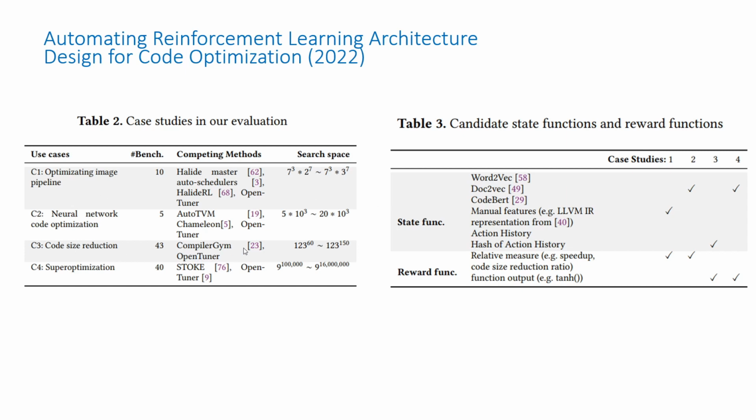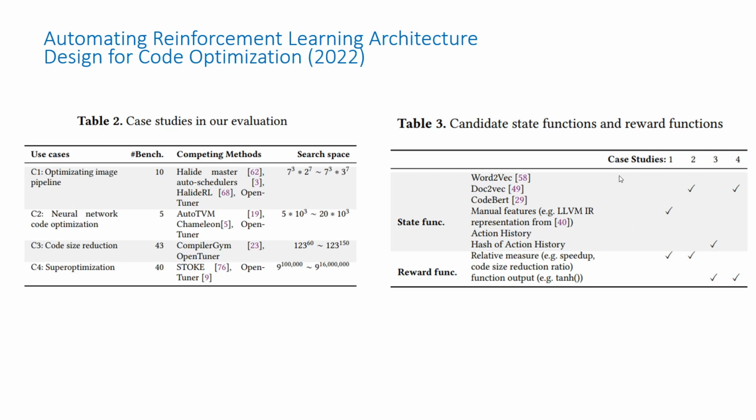And code size reduction is comparing against OpenAI CompilerGym. And you can see in the right column that the search space for the first two problems is smaller, but getting the compiler results takes more time. So it's cheaper and easier to get the samples from these two use cases.